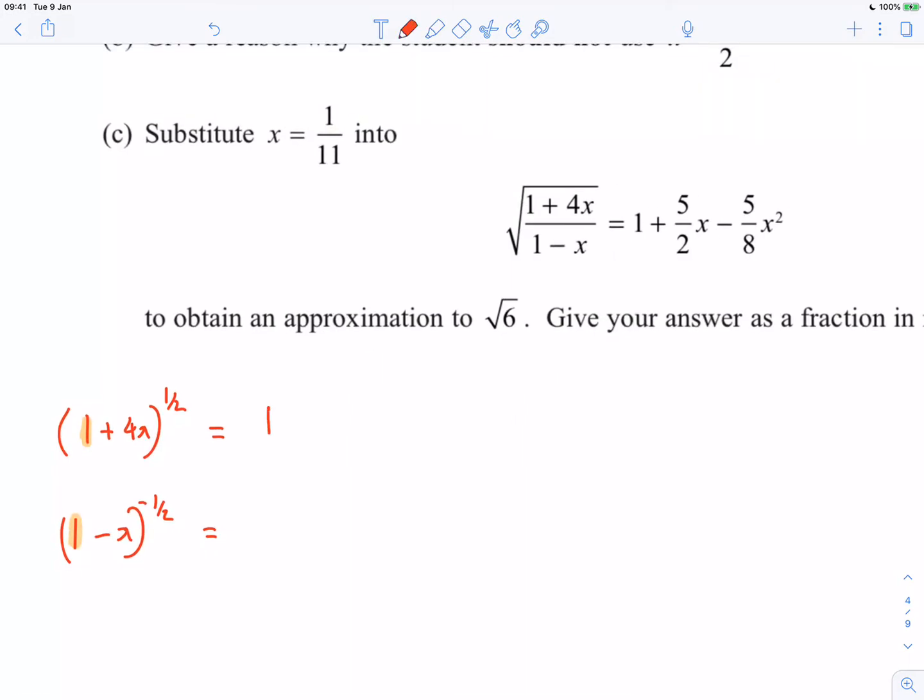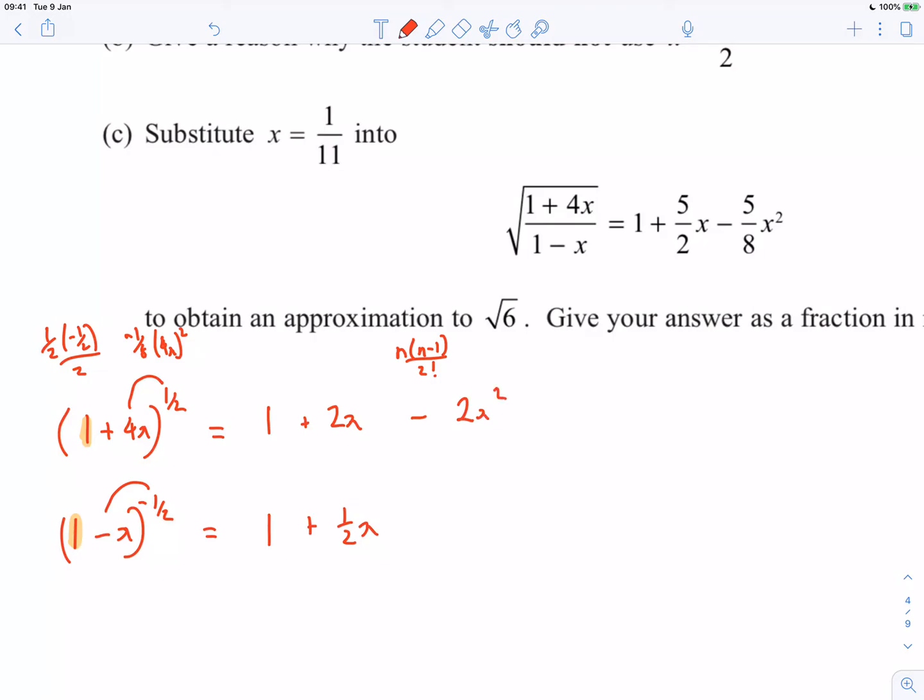So they're both going to be 1 plus n times that, so a half times 4x, that'll be a 2x. And then minus a half times that, that'll be plus half of x. And then the next term will be n times n minus 1 over 2 factorial. So that'll be a half times minus a half over 2, so that'll be minus an eighth for the top one, times 4x all squared, which is going to be 16x squared, times minus an eighth. So I believe that's going to be minus 2x squared, because 16 divided by 8 is 2, and there's a negative there.